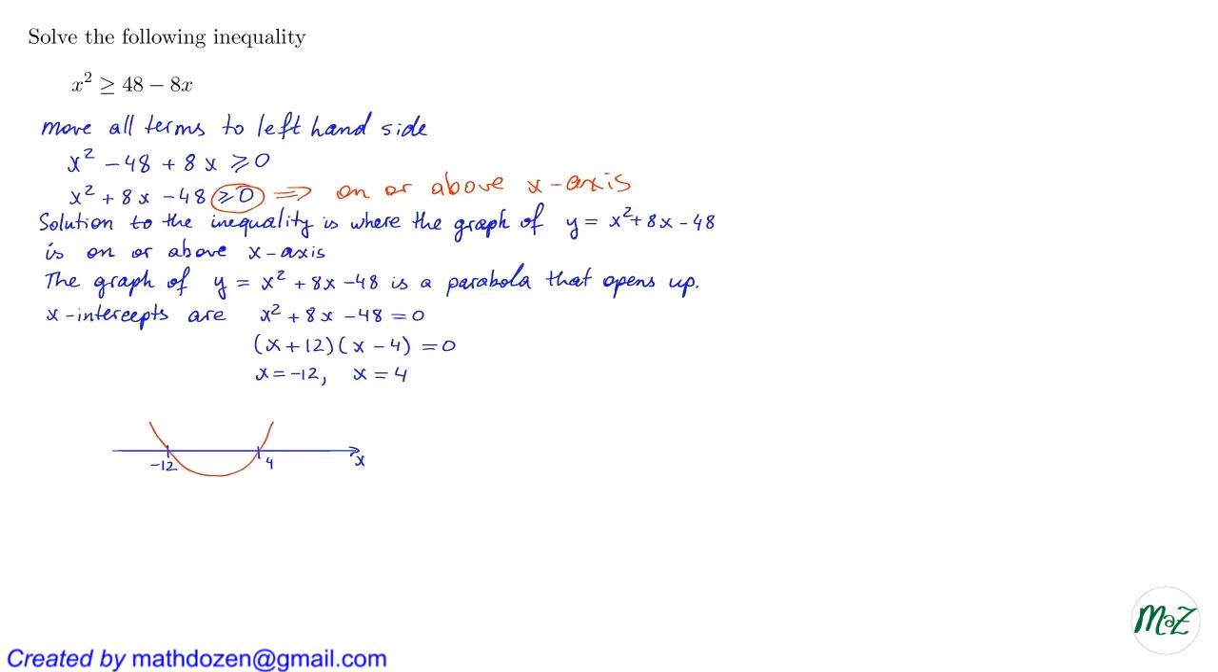This is the parabola that opens up. And we're looking for the places where this parabola is exactly on or above the x-axis. So this is this left piece and that right piece. For an answer, we're going to get the interval from negative infinity to negative 12, union with the interval from 4 to positive infinity. Negative 12 and 4 have brackets because this is a non-strict inequality. So the x-intercepts are included in the solution.